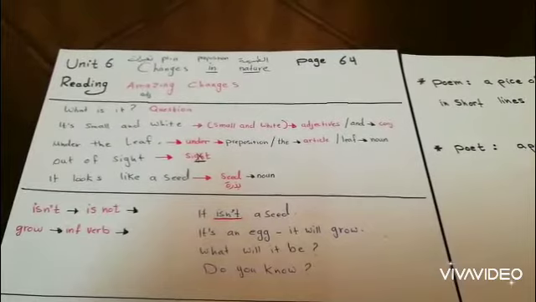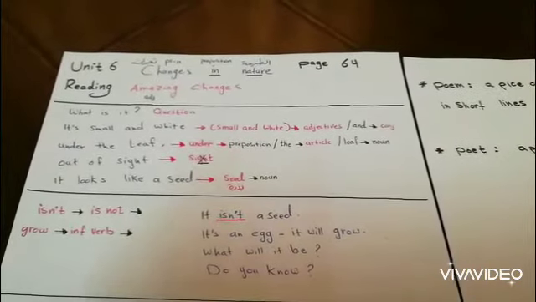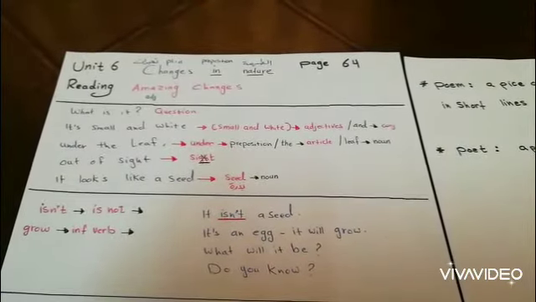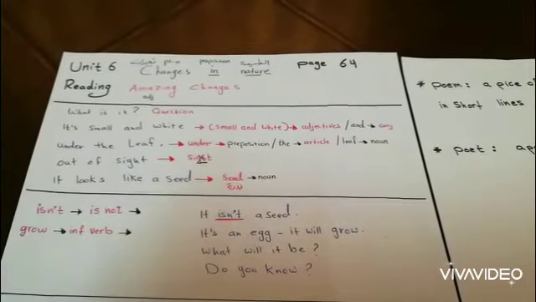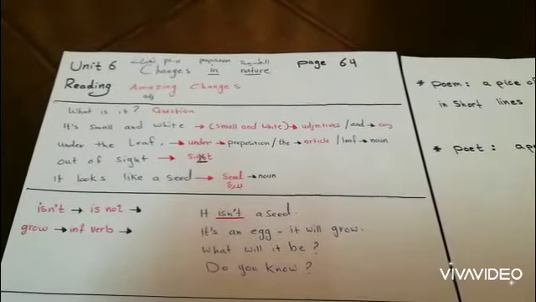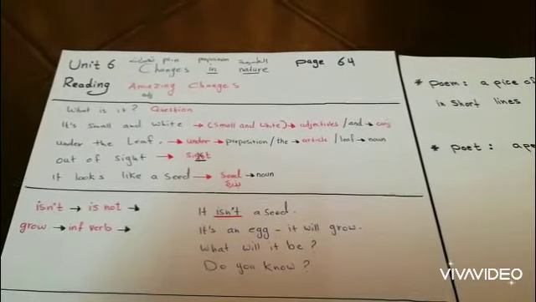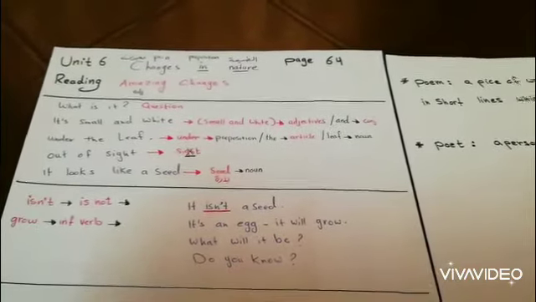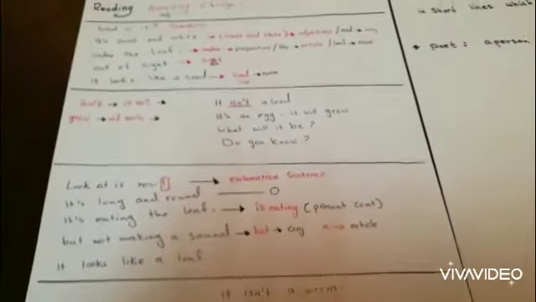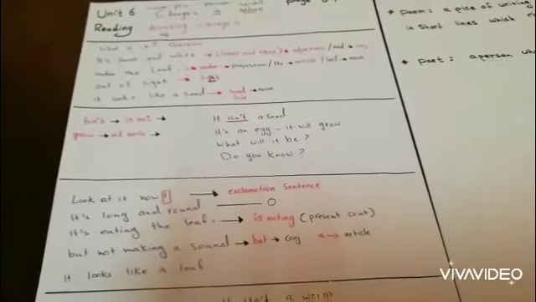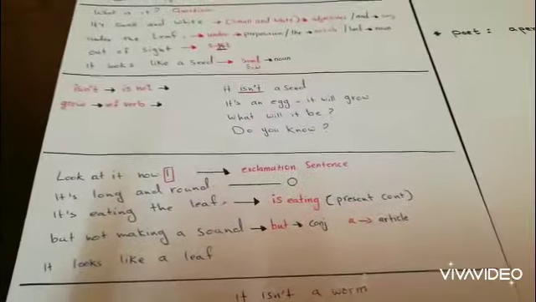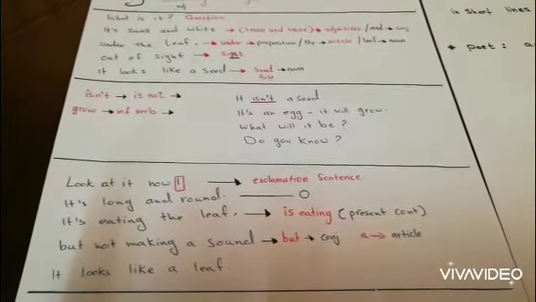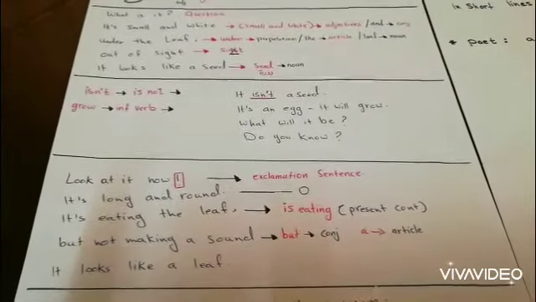It will grow. Grow, here we have an infinitive verb, فعل مجرد. What will it be? ماذا سوف تصبح؟ Do you know? Look at it now. Here we have an exclamation sentence, جملة تعجب.